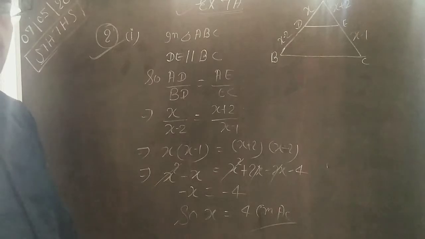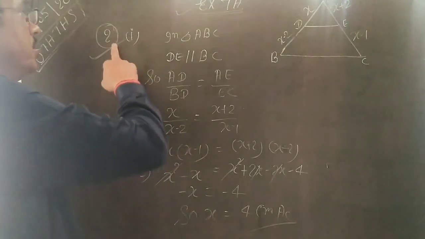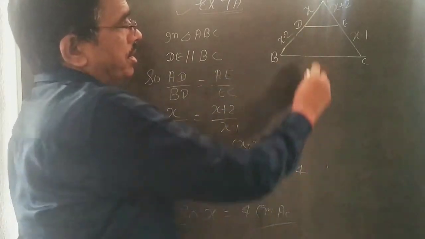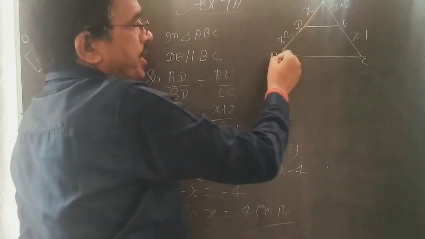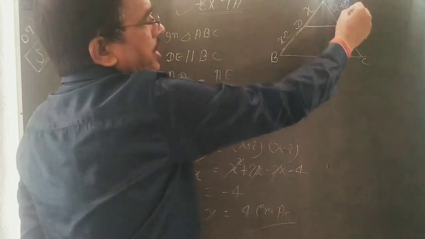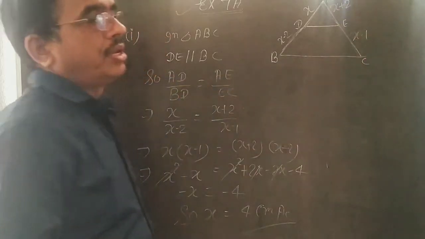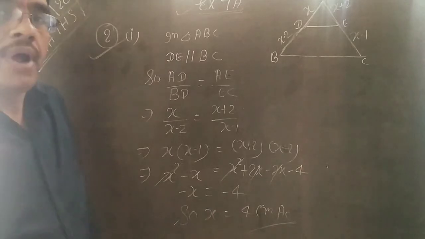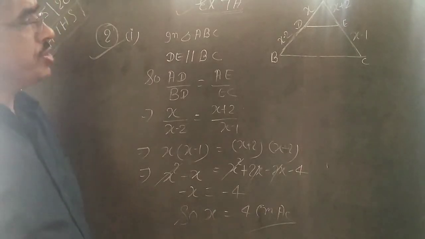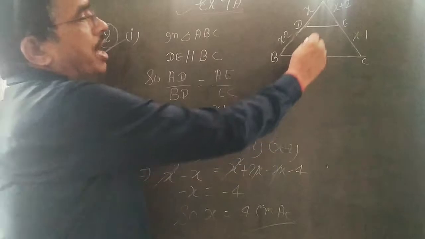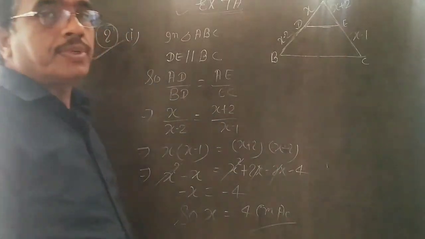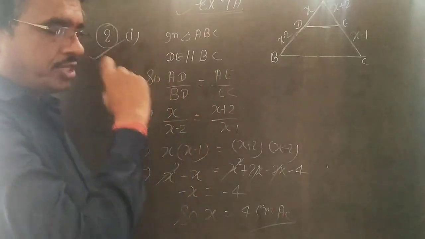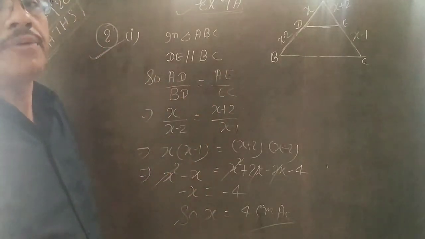Question number 2 and the first question. The question is given in triangle ABC. AD is x, BD is x minus 2, AE is x plus 2, EC is x minus 1, and also given DE is parallel to BC in your question. And you have to find the value of x. So students, it is clear that when this line is parallel, it is only possible then its ratio will be equal. But the ratio can be written in different ways.